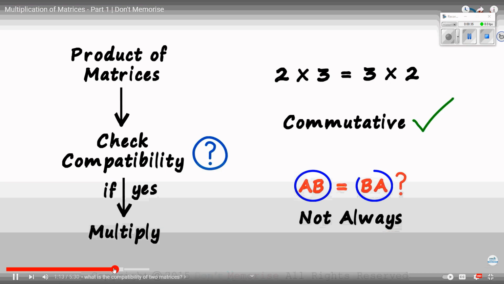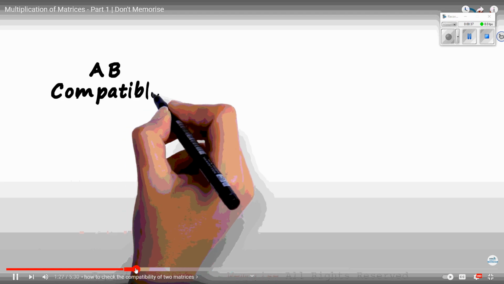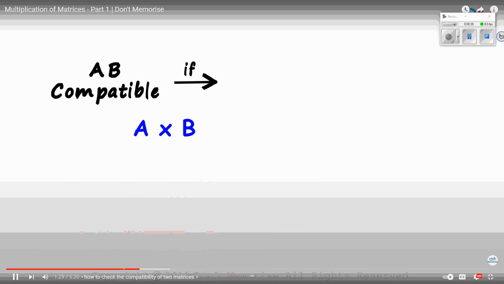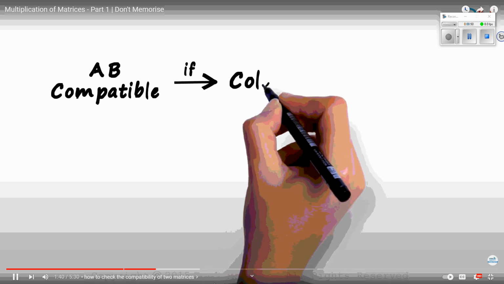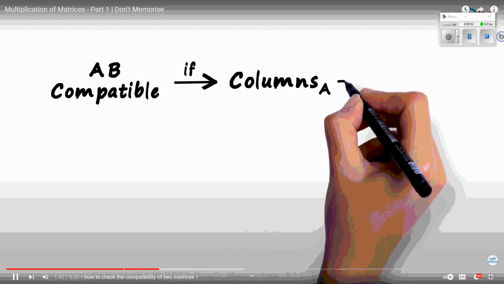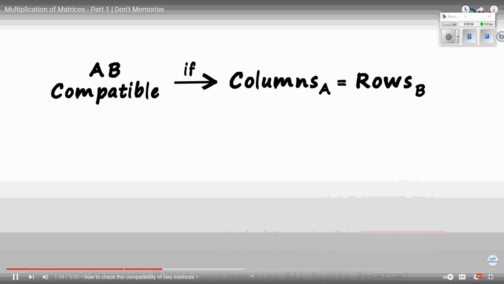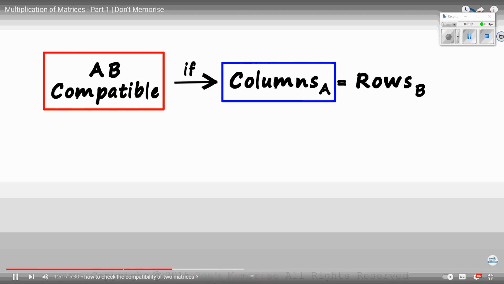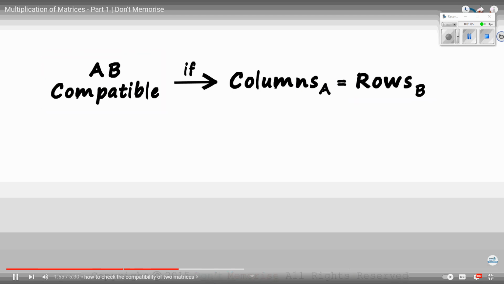Note that we are talking about A times B here and not B times A. So you should already have this kind of written down. A is the first matrix and B is the second. So the product AB is compatible if the number of columns in matrix A is equal to the number of rows in matrix B. This is a review. Yes, AB is compatible only if the number of columns in A is equal to the number of rows in B. Let's see a couple of examples.